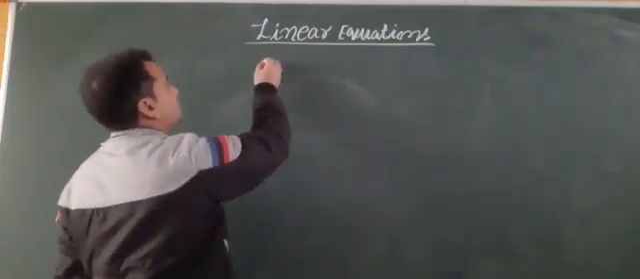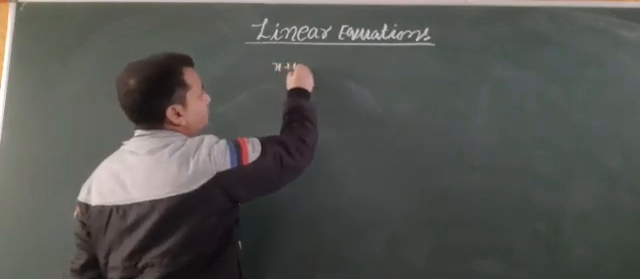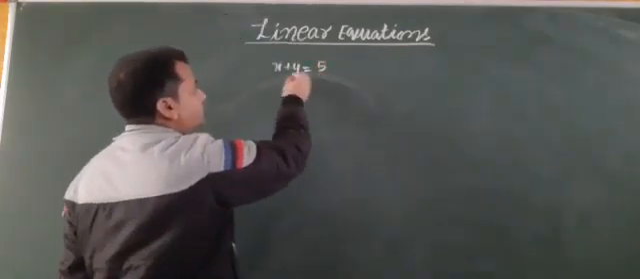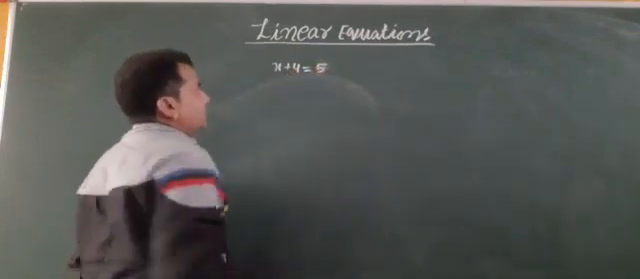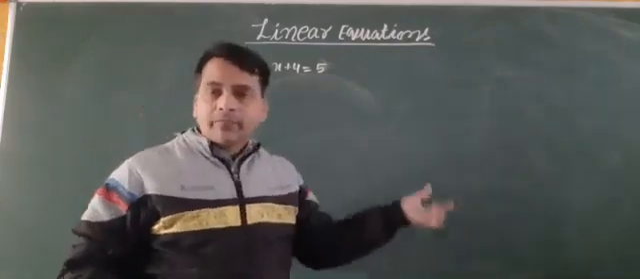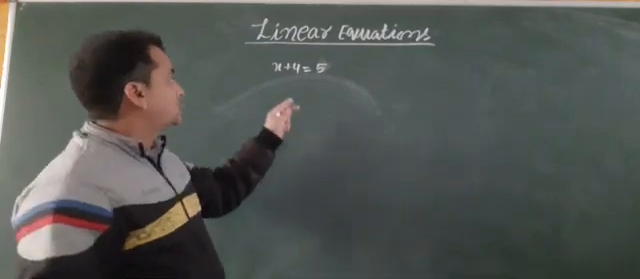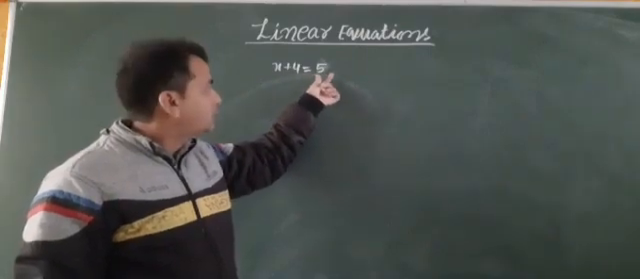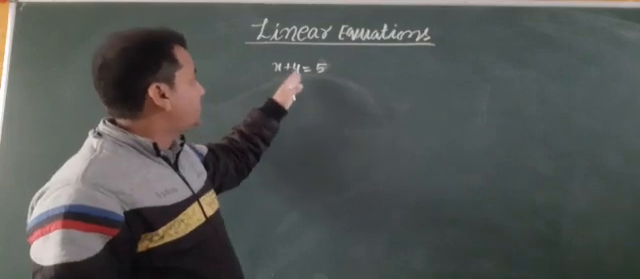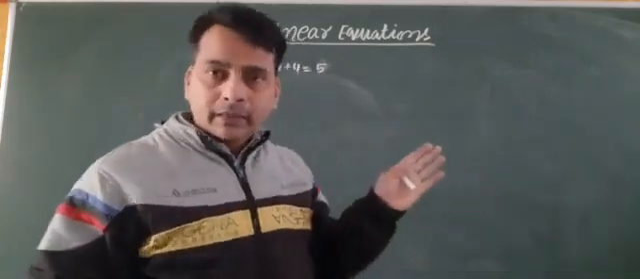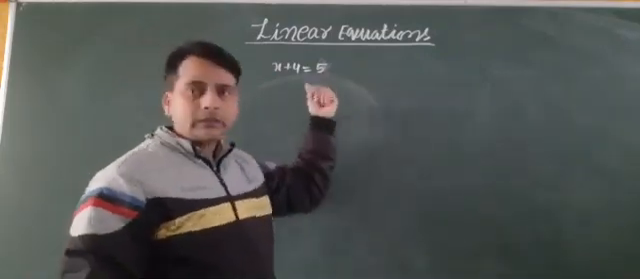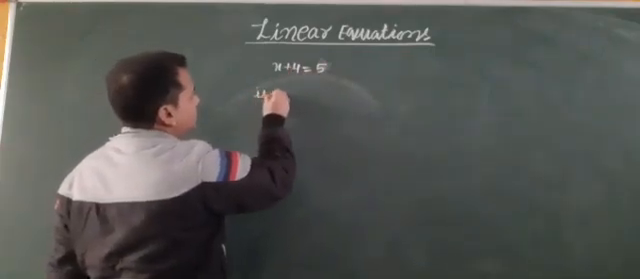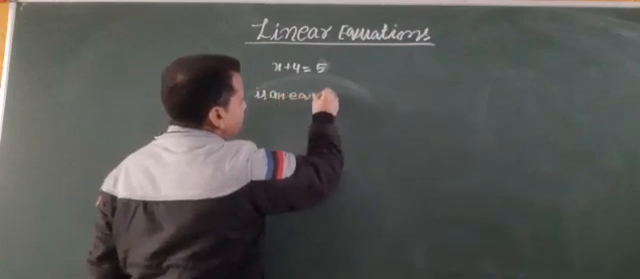The first example, x plus 4 equal to 5. X plus 4 equal to 5 is an equation that represents 4 added to a number and makes 5. Means if 4 is added to a number, it gives a result that is 5. So x plus 4 equal to 5 is an equation.